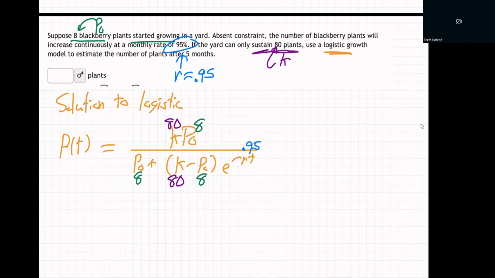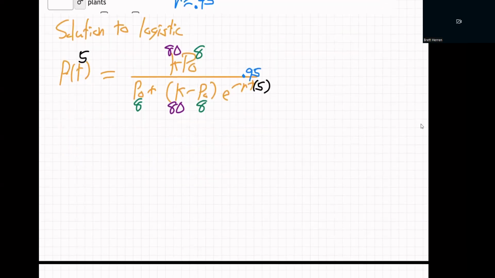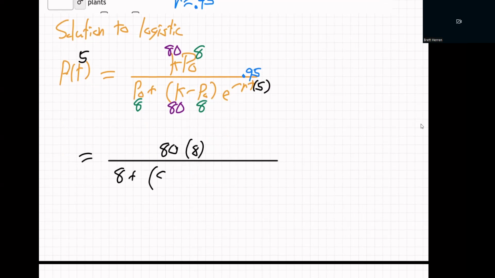Okay. And we want to know what's going to happen after 5 months. So T is 5, because that's a monthly growth rate. So we're talking months, 5. So plug in T as 5. Let's write it out and then we'll hit the buttons on Desmos. So we have 80 times 8 over 8 plus 80 minus 8, e to the minus 0.95 times 5.